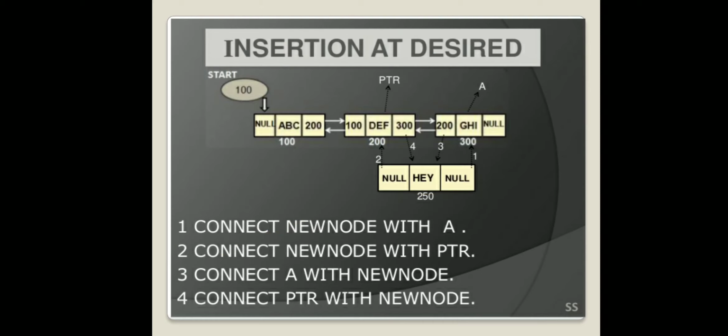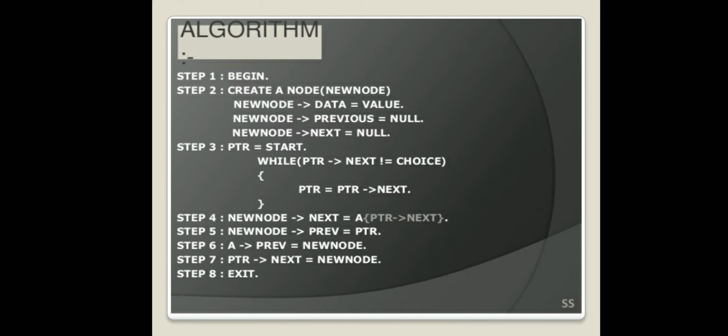Now we are going to insert at a given position in a linked list. Suppose you want to insert a new node at a given position, so first we have to connect the new node with A as shown in the figure. Next, connect the new node with PTR, connect A with the new node, connect PTR with the new node. So this is how we are going to connect a new node at the given position in a linked list. So we'll see the algorithm here.